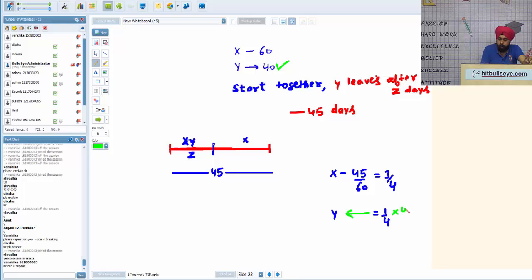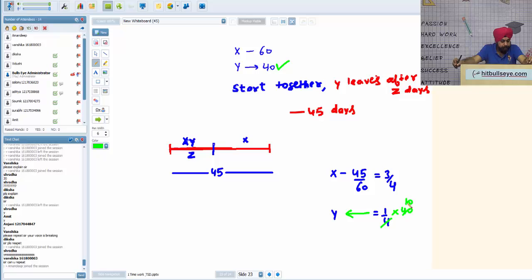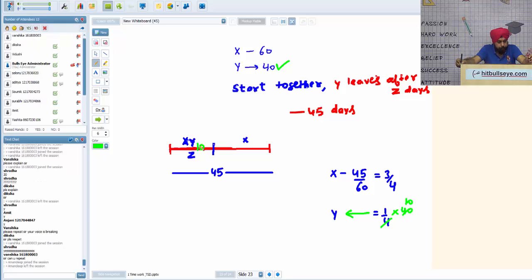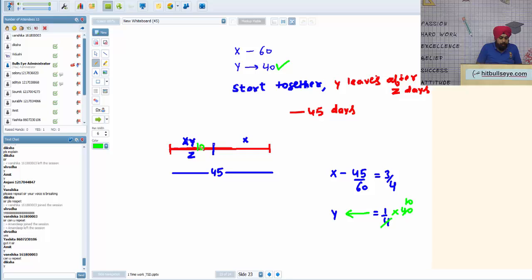So in order to do 1/4 of the work, he would have taken just 10 days. Right? Now as he is present from the beginning, he will leave after 10 days. So 10 becomes your answer. So students, have you got it? Vanshika, can you see the map here that I am referring to? This one? Okay, that's great.